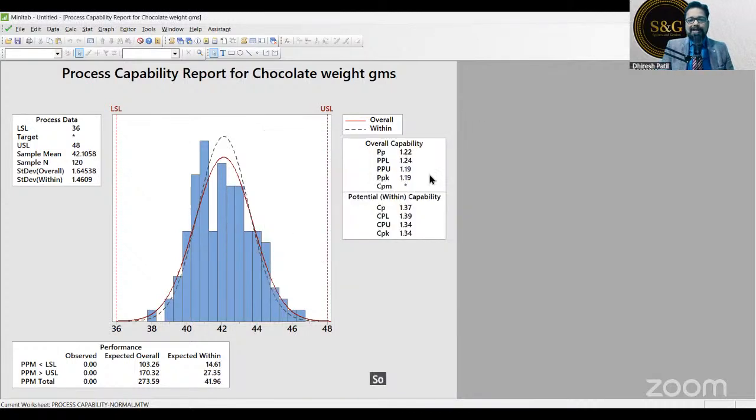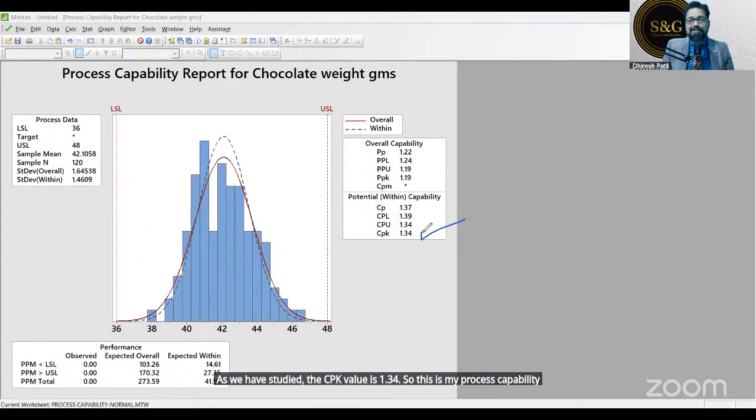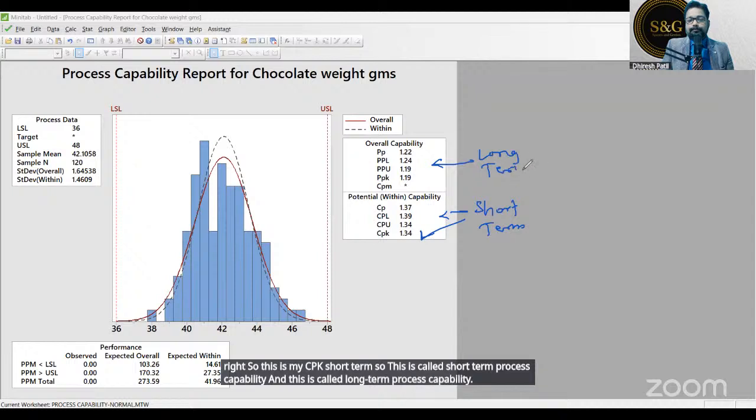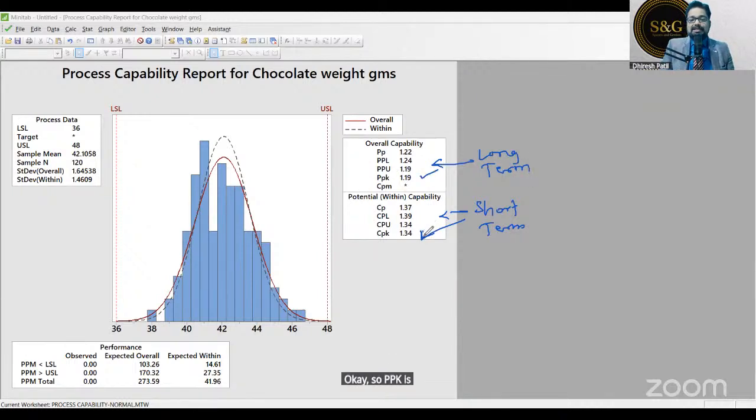So as we have studied, got it? Fantastic. Super. As we have studied, the Cpk value is 1.34. So this is my process capability. This is my Cpk, which is short term. So this is called short term process capability. And this is called long term process capability. Okay. So Ppk is 1.19 and Cpk is 1.34. Clear, everybody?